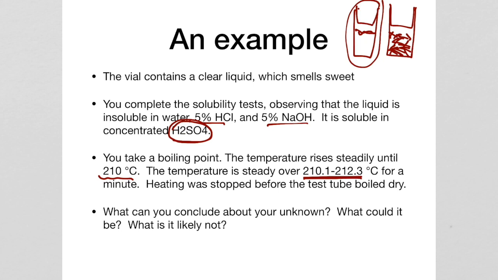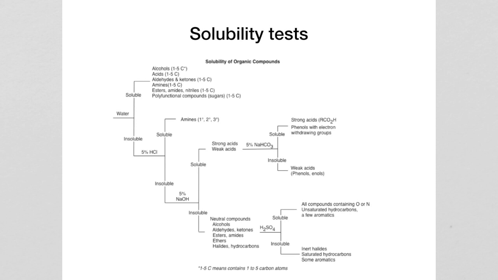Let's take a quick run back to our solubility data and interpret what we've seen based on our liquid. Remember, what we saw is that our compound was insoluble in water. So that doesn't necessarily mean that it's not an alcohol, but it means that it's not an alcohol of 1 to 5 carbons. So I think we can safely conclude that our compound is larger than 5 carbons. It was also insoluble in hydrochloric acid, so we can safely conclude that our unknown is not an amine.